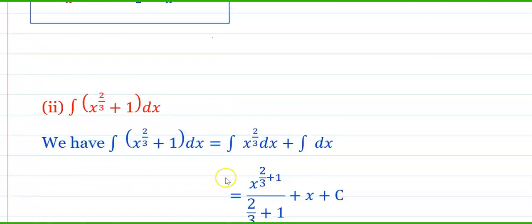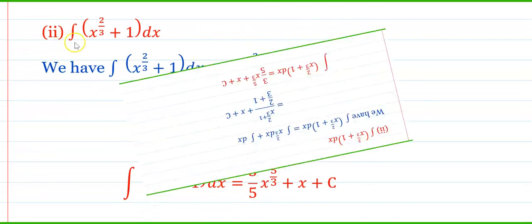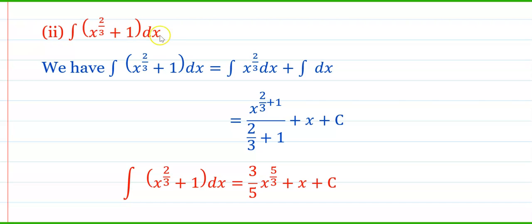Now, next problem. Integral of x raised to 2 by 3 plus 1 dx. Now again just split it up. Again by using the formula, the integral of x raised to n dx equals x raised to n plus 1 upon n plus 1, whatever this index is, that is x raised to 2 by 3 plus 1 upon 2 by 3 plus 1. Okay, and the integral of the constant 1 dx is nothing but x, plus c.